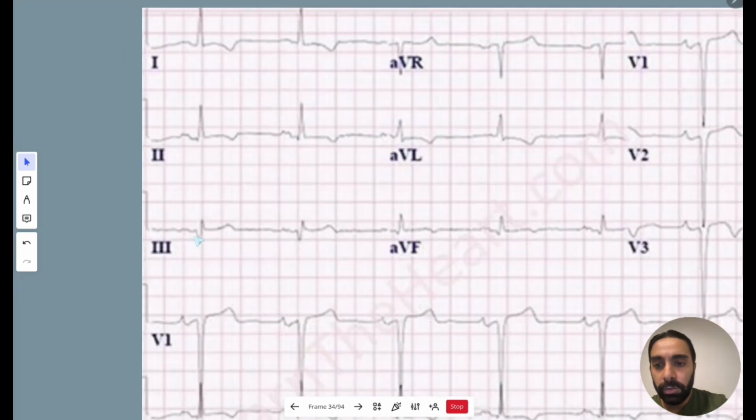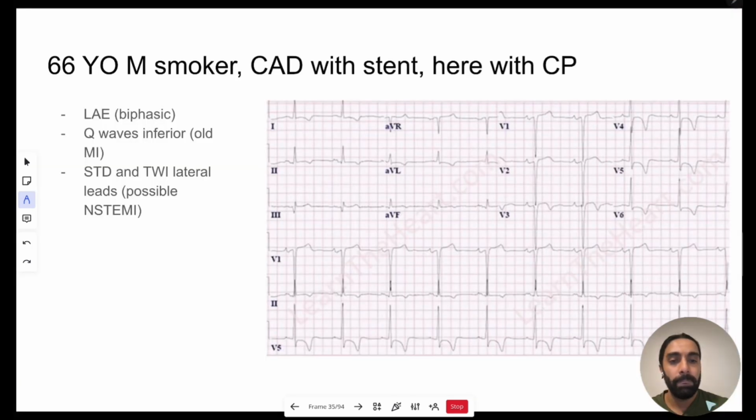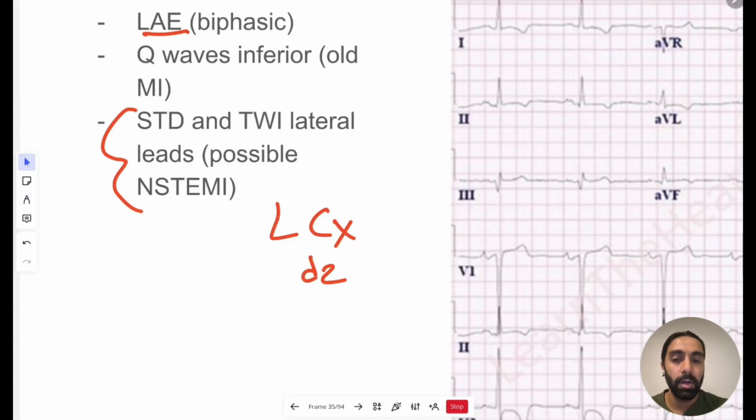And you do see these deep Q waves. That could be a sign of an old MI. This patient had a stent. Who knows where the stent is, but maybe the stent was in the right coronary causing these Q waves. So again, overall, this patient has left atrial enlargement, but the biggest hallmark finding is ST depressions and T wave inversions in the lateral leads. So I would be thinking about left circumflex disease in that patient.